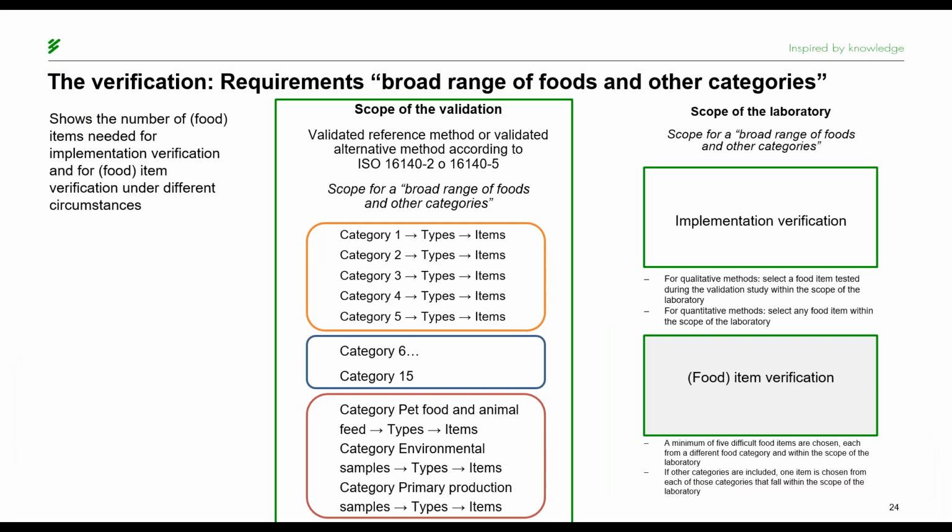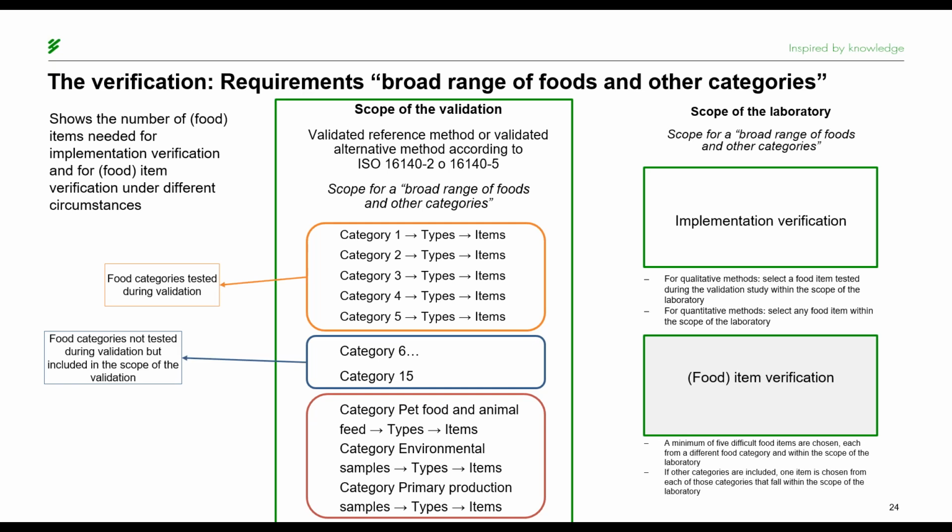Finally, we have another situation in which we not only include a broad range of foods for human consumption, but also for animal consumption and environmental samples. And if any of these other categories are included in the validation, and it is desired to declare them within the scope of the laboratory, an article from each category must be included for the item verification. And that is where we're really going to see a difference between these different scope situations, because for the first step, for the implementation verification, the requirement will be the same in all of these.